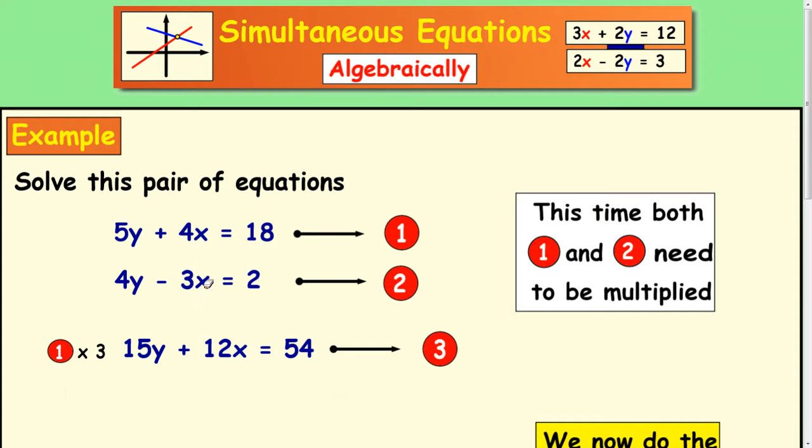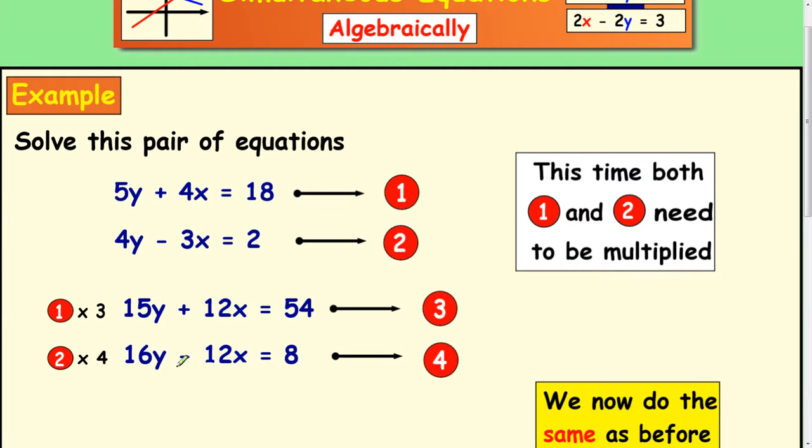To make the bottom equation, the negative 3x into a negative 12x, you need to times that by 4. So you need to times the 4y by 4. It's going to give you 16y, and that's going to go to minus 12x. And timesing the 2 by 4, you get 8. And you call that equation 4.